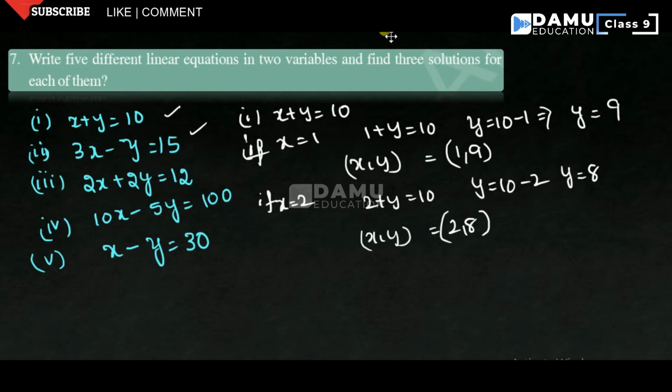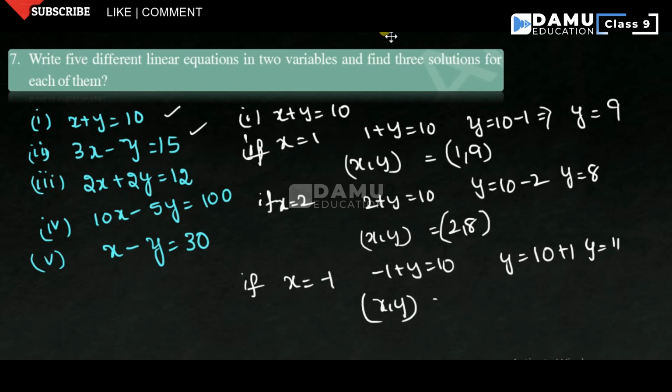So this is the solution. If x is equal to minus 1, then minus 1 plus y will be equal to 10, so y will be equal to 10 plus 1, which is 11. So x comma y will be equal to minus 1 comma 11. So this is our first equation, 3 solutions.